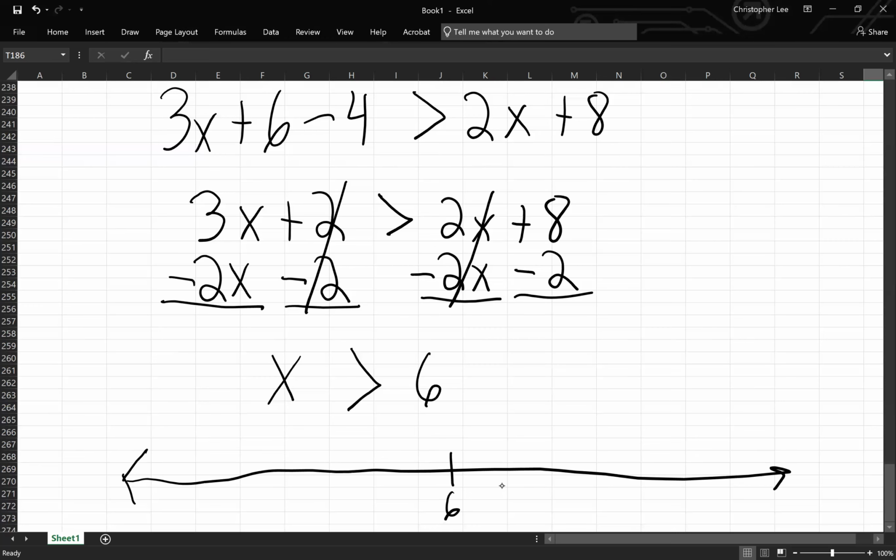Everything to the right of 6 is going to be bigger, so we're going to have 7, 8, 9, 10. You get the idea. And everything to the left of 6 is going to be smaller, so we're going to have 5, 4, 3, 2. x is greater than 6, so greater than 6 means I'm going to have an open circle. And then which numbers are greater than 6? The numbers to the right. So you're just going to shade these in.